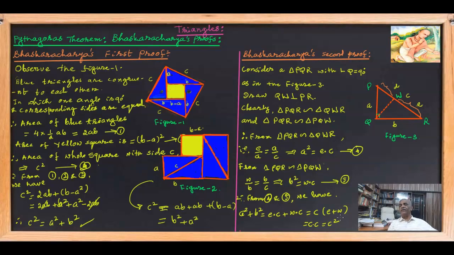Actually the second proof of Bhaskaracharya is nothing but the one we have proved while proving the Pythagoras theorem in the previous video. Actually in your text we have adopted Bhaskaracharya's second proof without mentioning his name.